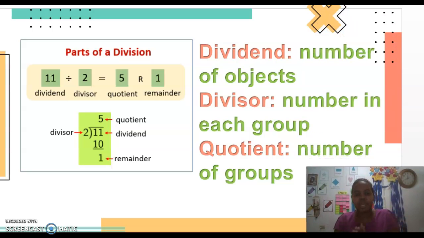So, here we have the parts of the division. 1, 2, 3, and 4 parts. But the main parts are 3 parts. And they are dividend, divisor, and quotient. The first one is the number of objects that we're going to divide. The second one is the number in each group of objects. And the third one is the number of groups that we're going to divide.